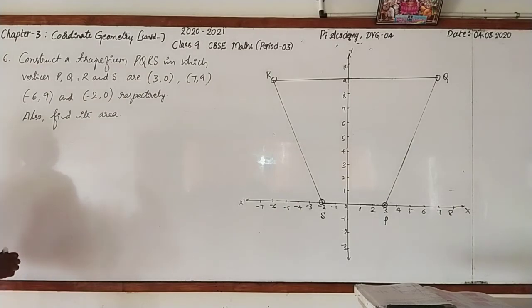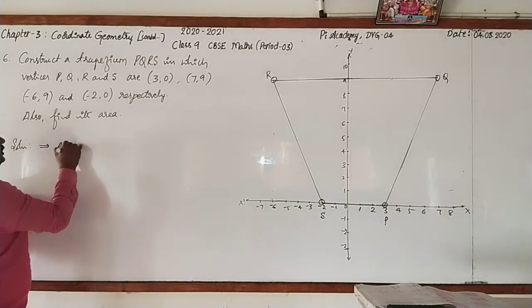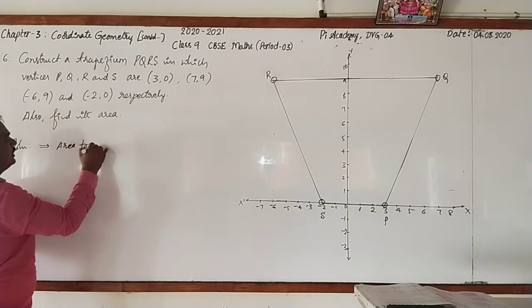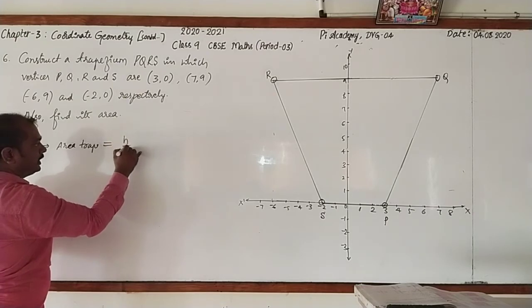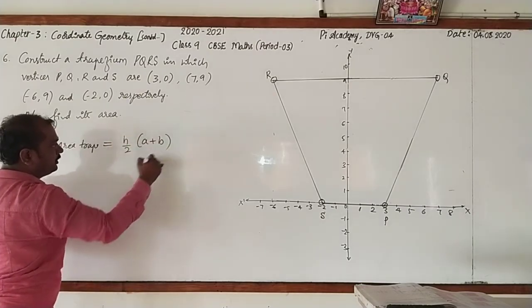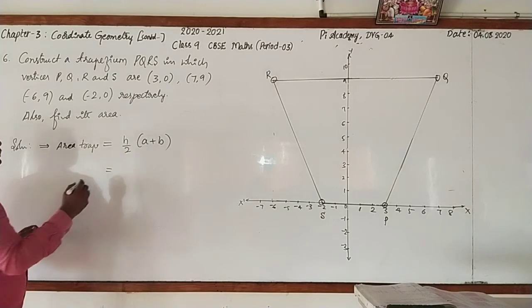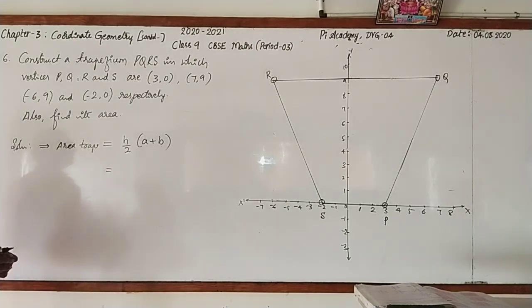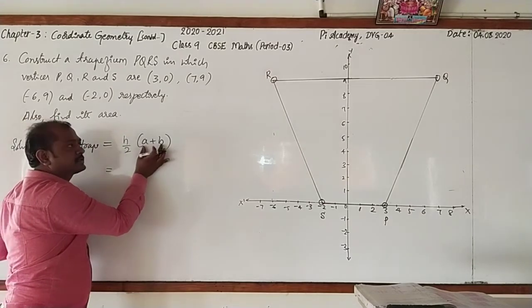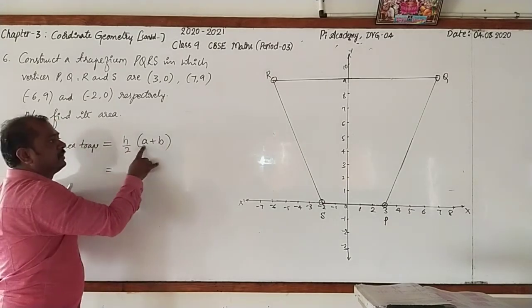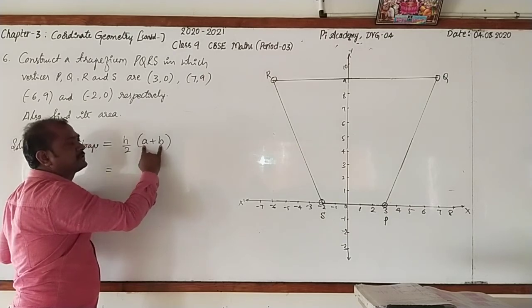Next, what should be done? We have to find out its area. If you want to find out its area, you must know its formula. Area of trapezium is equal to h by 2 into a plus b. Is it not? Then what is h? It is the height, perpendicular height. A and b are the lengths of the parallel sides. Got it?